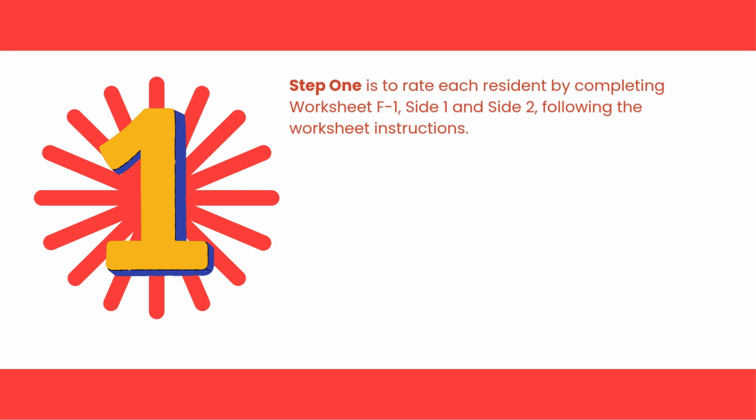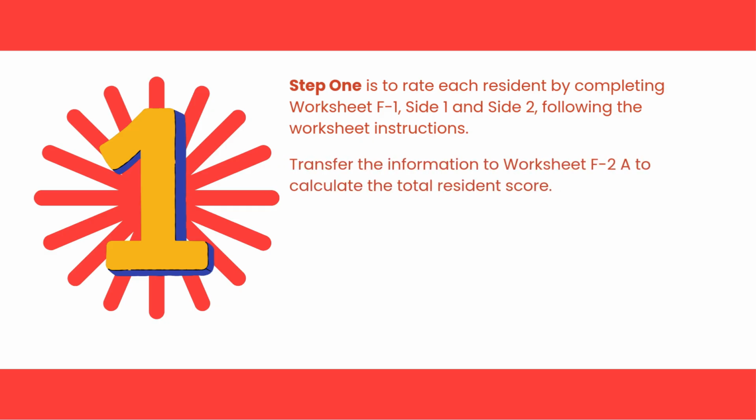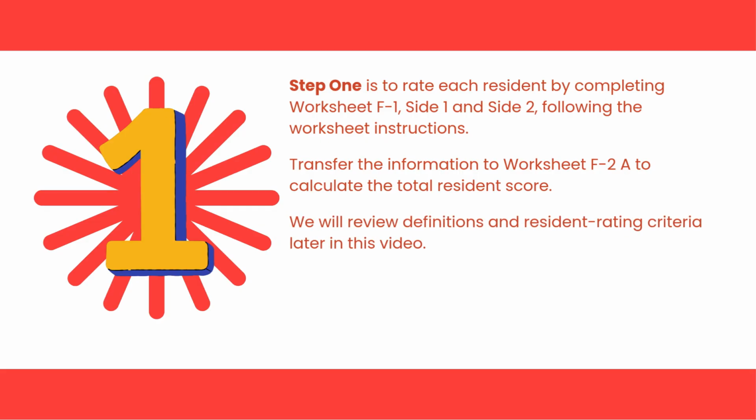There are 3 main steps to determining a facility's ESCORE. Step 1 requires providers to rate each resident by completing Worksheet F1, Side 1 and Side 2, following the worksheet instructions. Providers then transfer the information to Worksheet F2A to calculate the total resident score. We will review definitions and resident rating criteria later in this video.